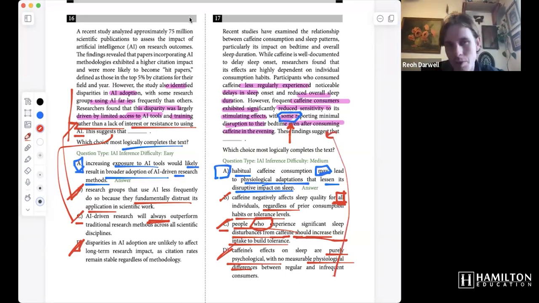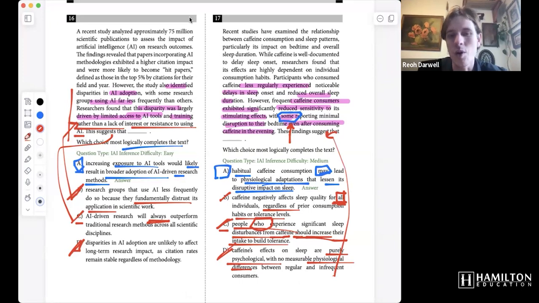If you chose C, you're being a little bit too rambunctious. You really got to read all the words in an answer choice. It doesn't say people who drink less coffee should drink more. It's people, any people. Kind of ridiculous.